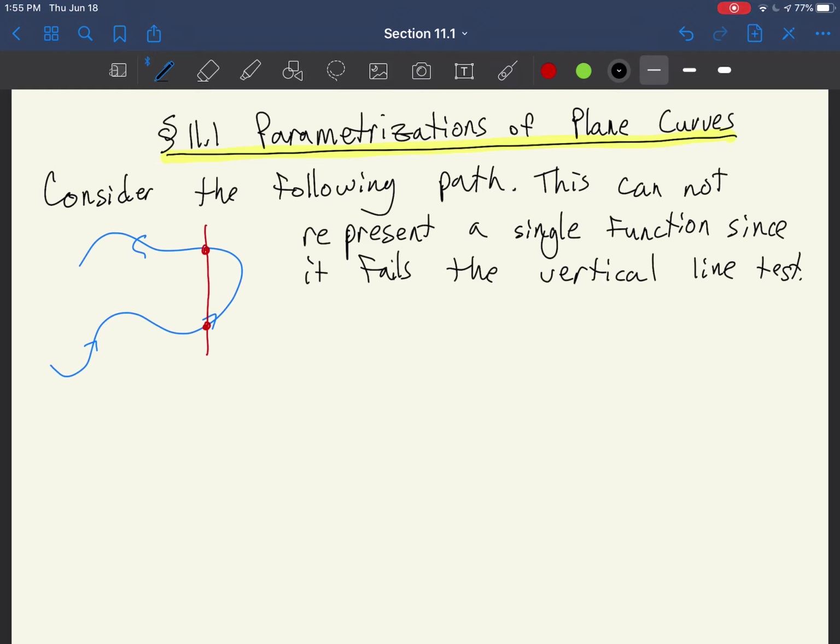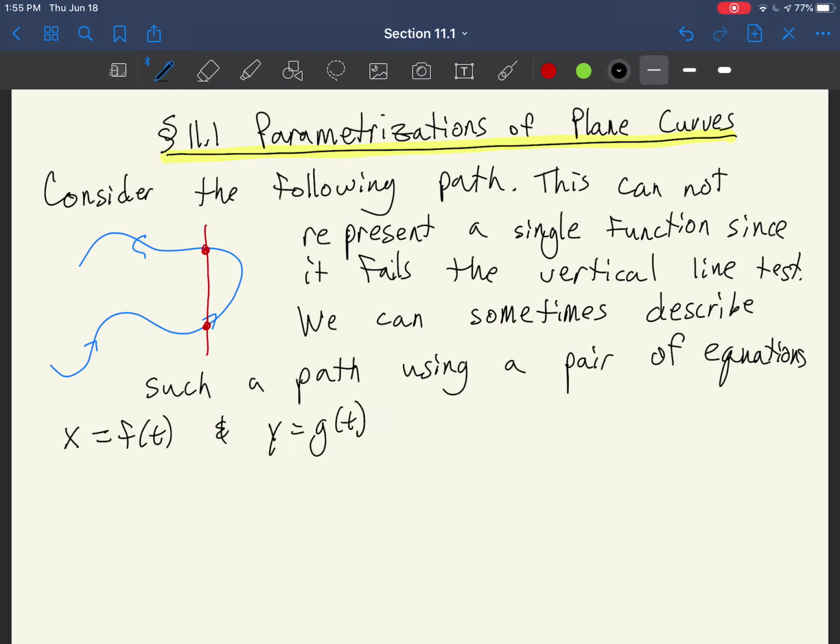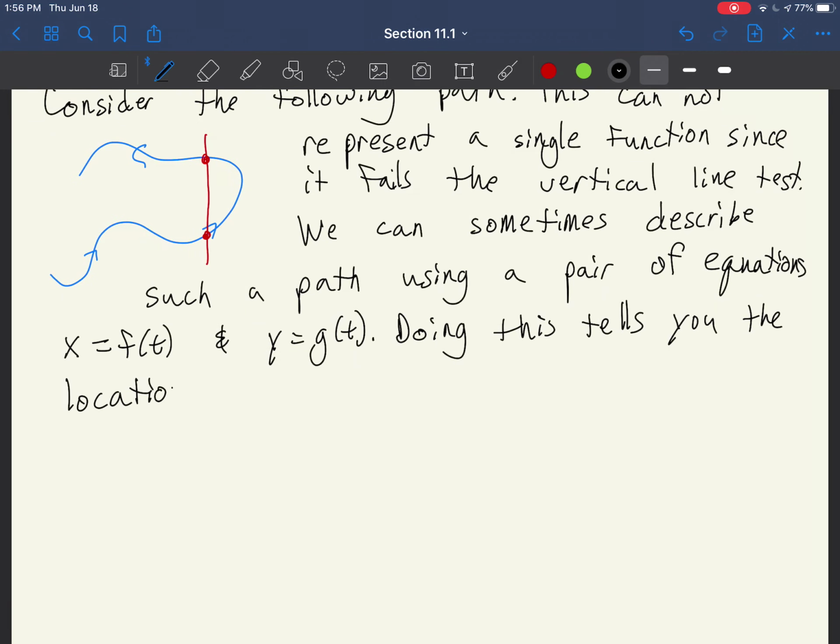But let's say we wanted to do some calculus on this because you have a particle that's traveling along this curve, and you want to see, well, how fast is it moving along this curve or something. So how do we go about doing that? Well, we can sometimes, can't always do this, describe such a path using a pair of equations. So you'd find an equation for the x value as a function of time, and you'd find a function for the y value as a function of time. Not only will this give you an equation for the curve, but this also tells you the location of a particle at a given time.